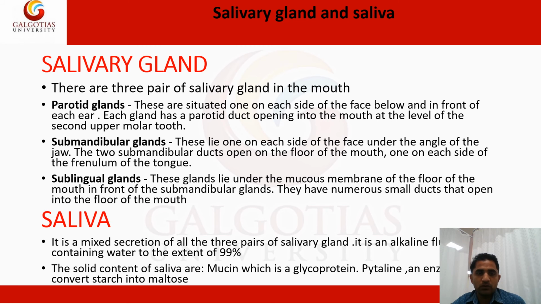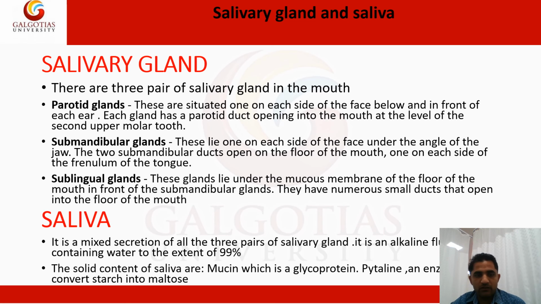Then come to the sublingual gland. These glands lie under the mucous membrane of the floor of the mouth, in front of the submandibular gland. They have numerous small ducts that open into the floor of the mouth. So in the floor of the mouth we have a larger amount of saliva compared to the upper part of your oral cavity, because we have two glands there, the submandibular and the sublingual gland.